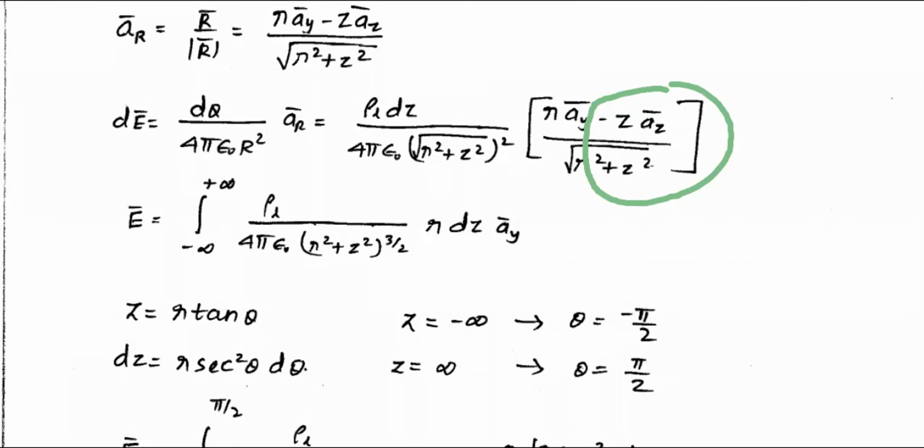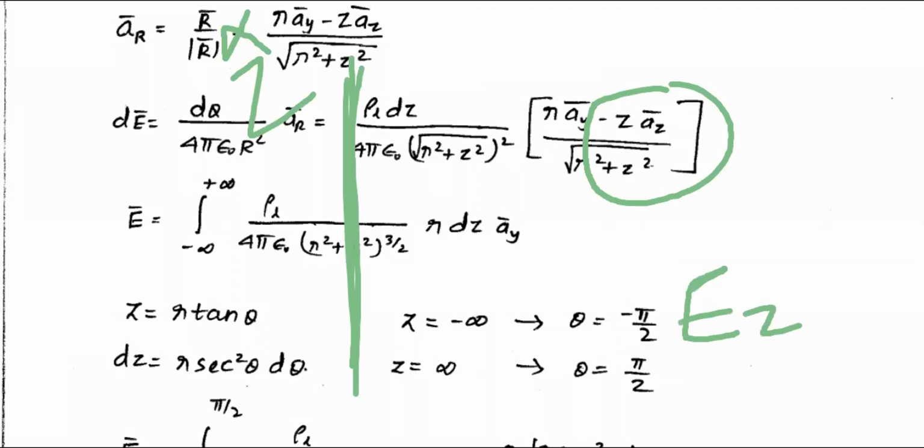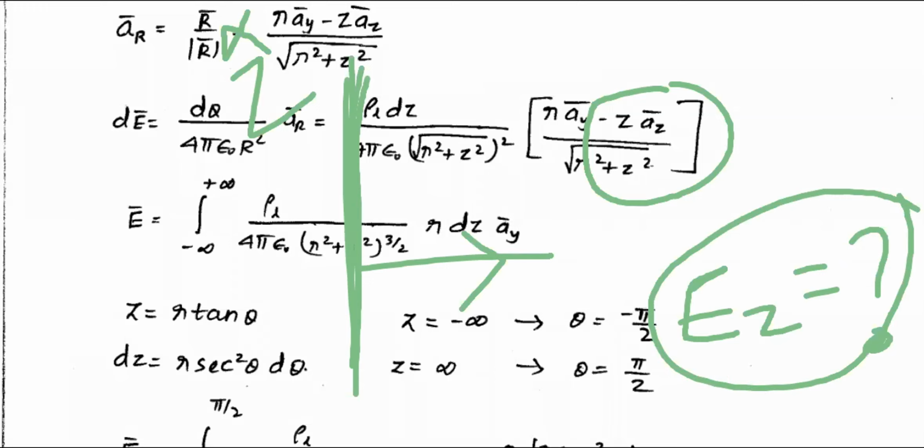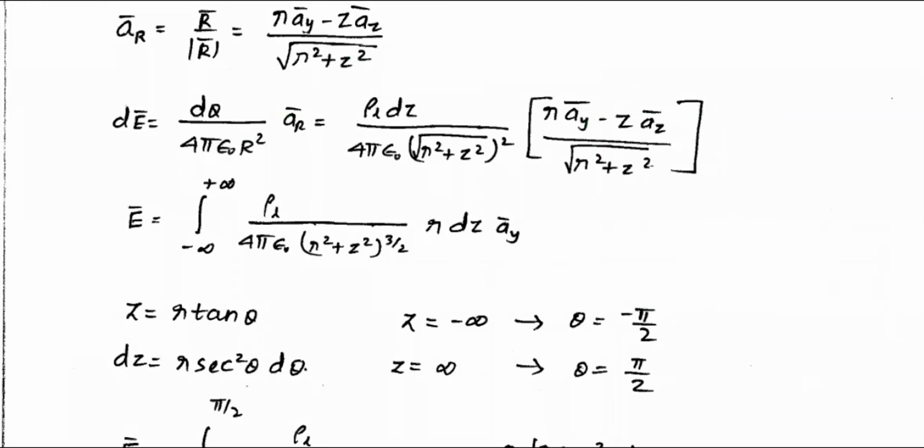Why? What is the reason? Whenever my line charge density is in this way, it is clearly on the z axis. Will I get any electric field component on the z axis? Definitely I will not, because by observation my electric field will always be in a perpendicular direction, because my line itself is on the z axis. So I will not get any component of electric field on the z axis. That's why this is 0. This you can neglect directly, or even if you do integration, finally it will become 0.